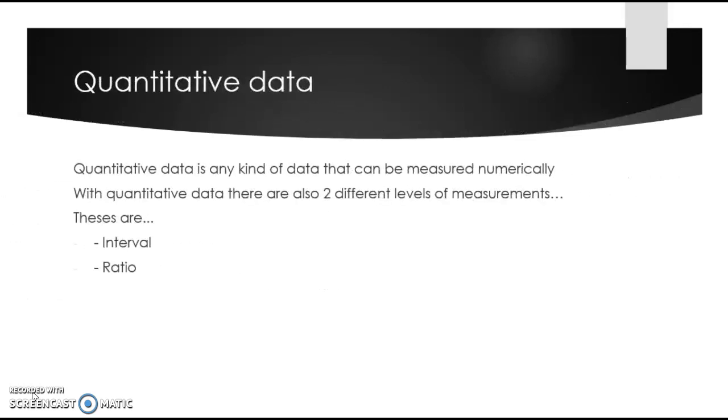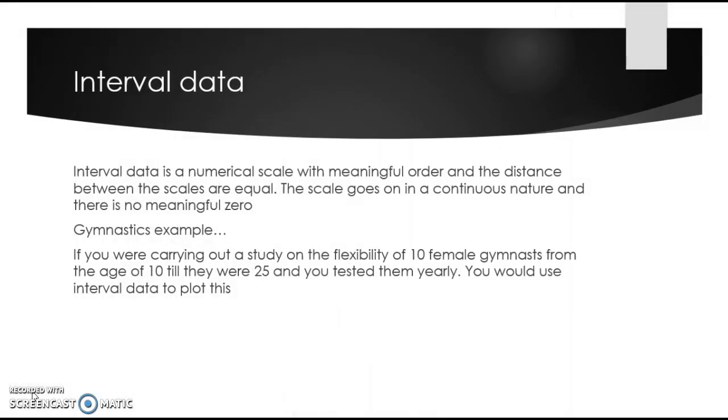Quantitative data. Quantitative data is any kind of data that can be measured numerically. With quantitative data, there are also two different levels of measurement. These are interval and ratio measurement. Interval data. Interval data is a numerical scale with meaningful orders, and the distance between the scales are equal. The scale goes on in a continuous nature and there is no meaningful zero.